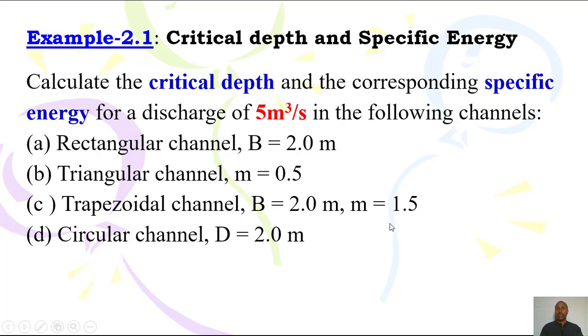First example on this chapter: critical depths and specific energy. We are going to calculate the critical depths and the specific energy for a discharge of 5 meter cube per second in the following channels. A rectangular channel with bottom dimension 2 meter, a triangular channel with side slope 0.5, a trapezoidal channel with bottom dimension 2 meter and side slope 1.5, and a circular channel with diameter 2 meter. So we are given some discharge and also some geometric parameters, dimensions.